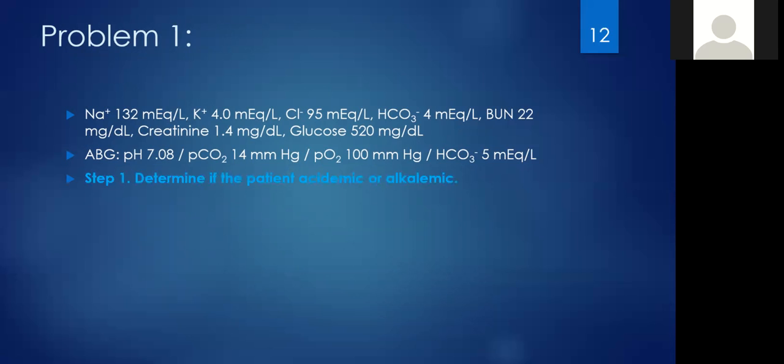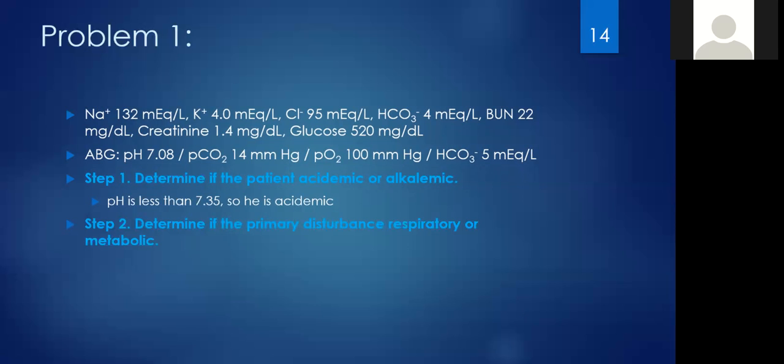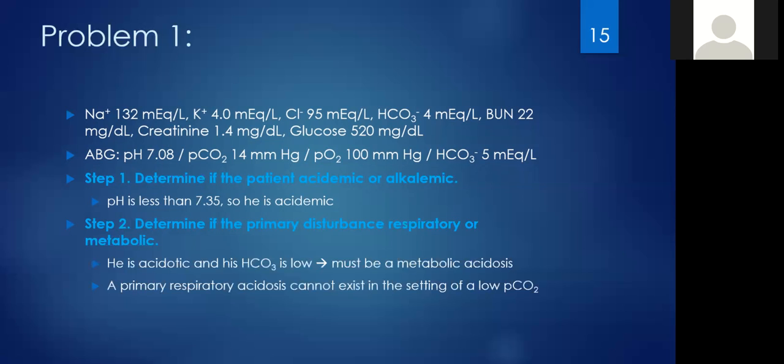So the first step for each problem, determine if the patient is acidemic or alkalemic. So in this case, the pH is low, it's below 7.35, so he's acidemic. Step two is determine if the primary disturbance is respiratory or metabolic. So this patient's acidotic and his bicarb is low, so that means it's got to be a metabolic acidosis. A primary respiratory acidosis cannot exist in the setting of a low PCO2 and a low pH. So if your pH is low, your bicarb is low, you know it's got to be a metabolic acidosis.